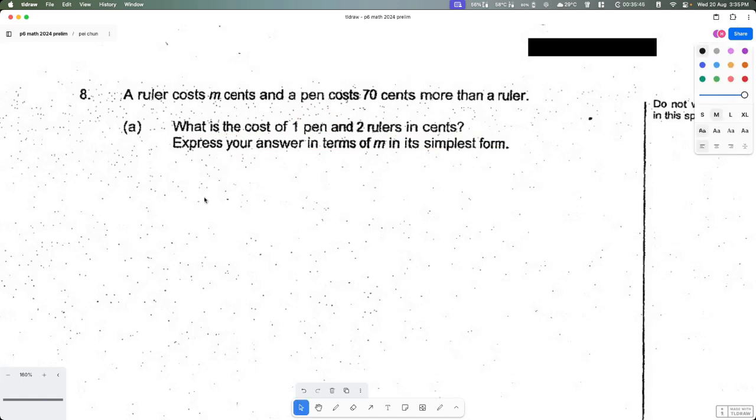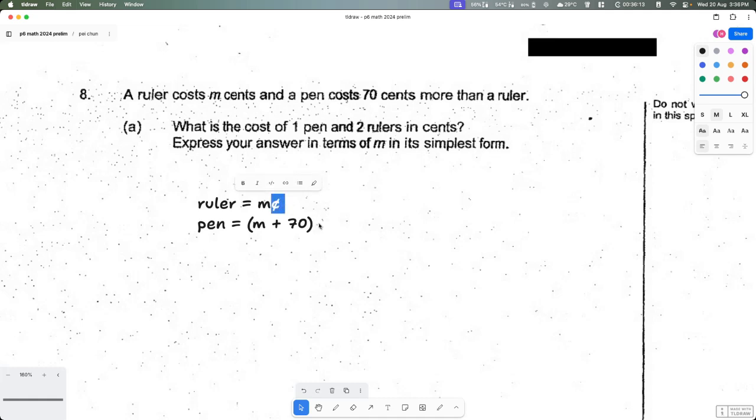Okay, so we know that a ruler costs m cents, right? And then a pen costs 70 cents more than a ruler, so you can put m plus 70, and then we can put a bracket and cents as well.